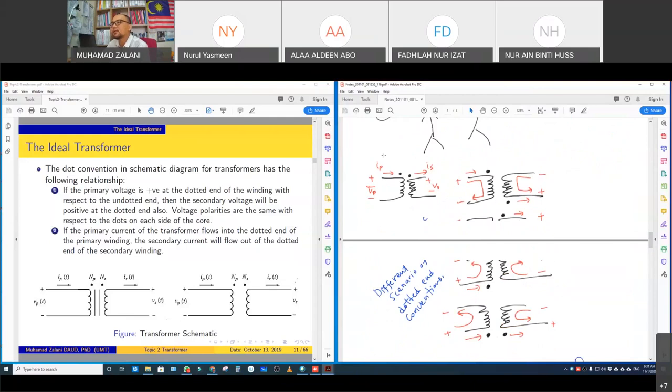Let's say this is normal, okay? Both dots are located at the top of these two windings. In this case, it is very similar to the schematic in our slides. And in the second image here, as you can see, the dot end at the secondary side is at the bottom.